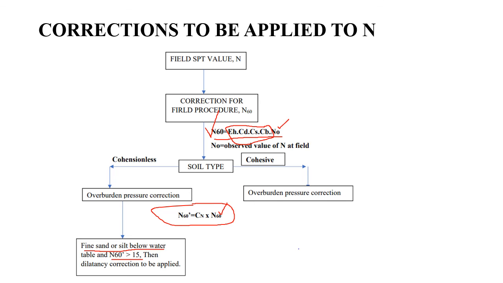So after applying the overburden pressure correction in cohesionless soils, if these two criteria are met, then you go for your dilatancy correction. Dilatancy correction can be found using the equation I showed you under dilatancy correction. That marks the end of all corrections for cohesionless soils. This is the sequence which has to be followed in applying corrections to your N value.